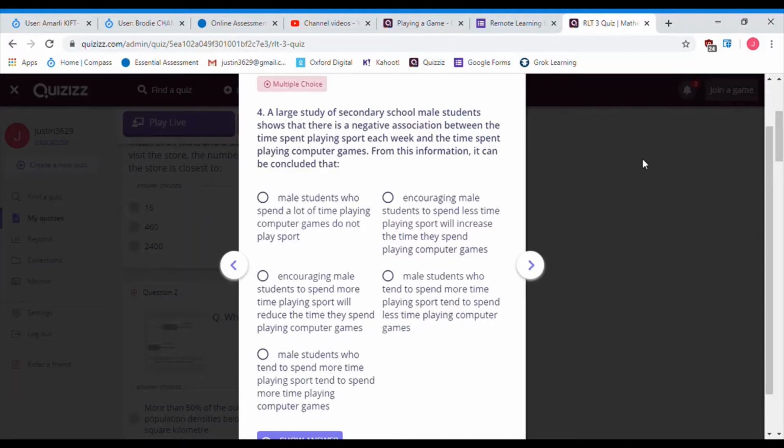A large study of secondary school male students shows that there is a negative association between the time spent playing sport each week and the time spent playing computer games. From this information, what can we conclude?